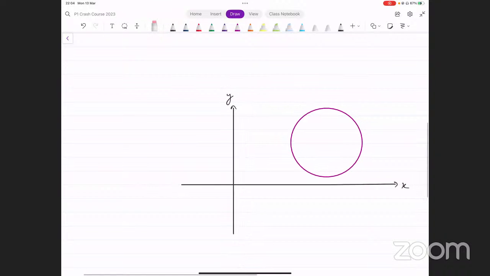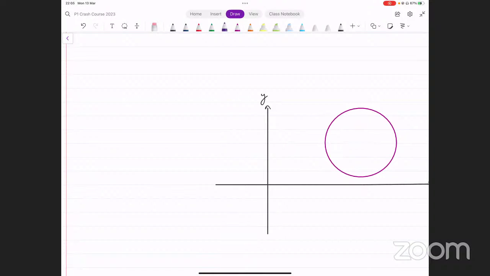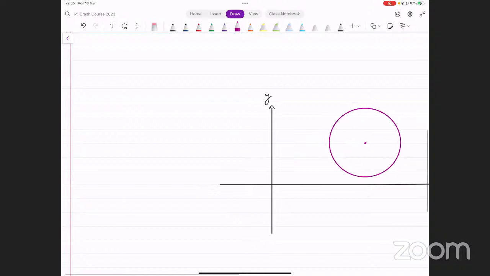Now, let's say this is a circle that has its center here. Let's call the center C. The coordinates of the center are A and B. So this is the center of the circle, and it has coordinates A and B. And the radius of the circle is represented by the letter R.